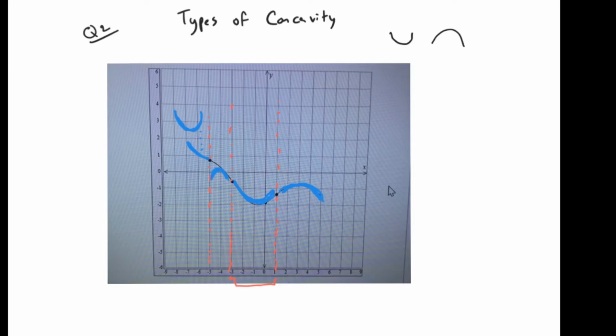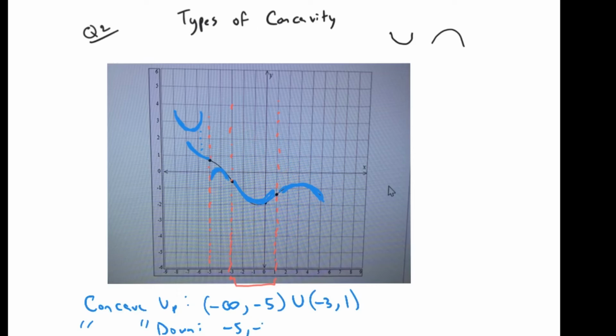So when we're looking at concavity, what I would say is this guy is concave up from -infinity to -5, and then I have a gap, and then again from -3 to 1. And it looks like it's concave down, right? Where is it pouring the water out? Well, it looks like from -5 to -3. And then from 1 to infinity.